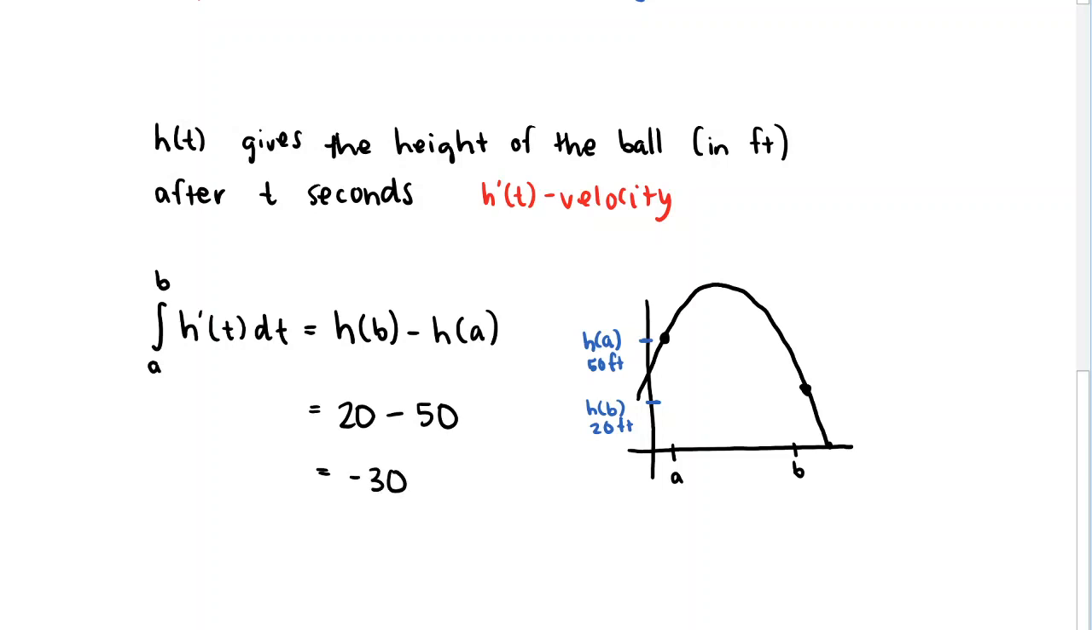So what does that negative 30 mean? Well, it's really this distance here, right? It's telling us that we started at a position of 50 feet in the air with this ball when we were first taking a look at it at t equals a. And in that window of time, the ball ended at a height of 20 feet. There's, in other words, a displacement.